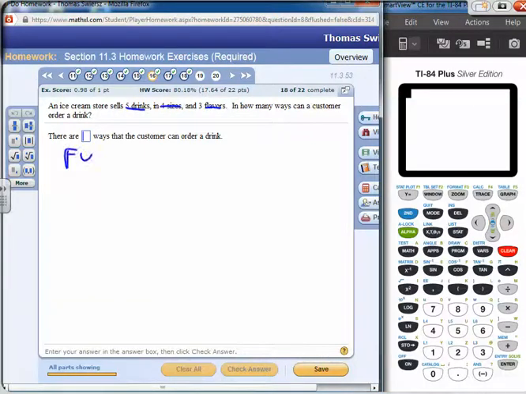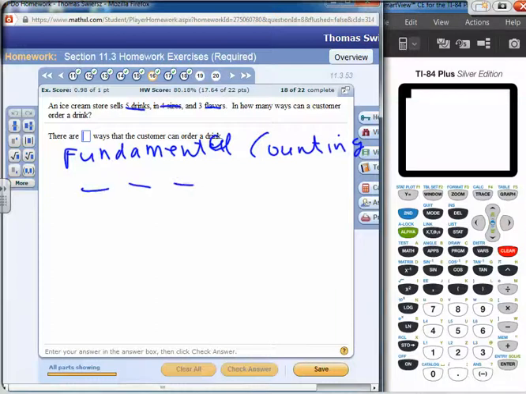So this one, you're doing different selections, so it's going to be solved by the fundamental counting principle, which says you've got choices for drinks, sizes, and flavors. For drinks, you've got 5 choices. For sizes, you've got 4 choices. And for flavors, you've got 3 choices, right? So then you take each of the choices, multiply them all together, and that gives you your final number of ways to order a drink in terms of the drink, the size, and the flavor.